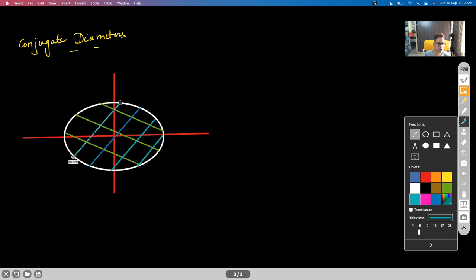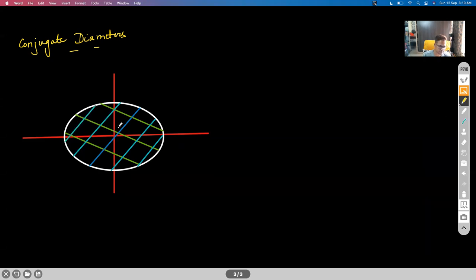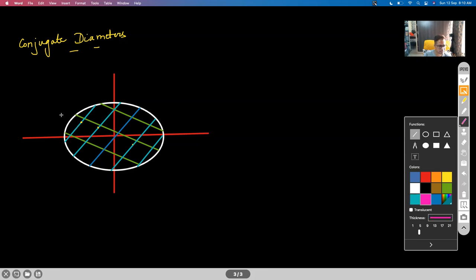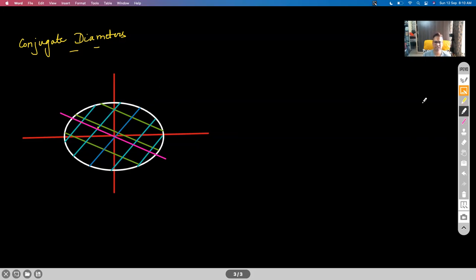So what I'm doing, these gray chords that you see, they are parallel to the blue diameter. And if you start connecting the midpoints of these gray chords, you'll get another diameter. Let me make it in pink. Then this blue and this pink diameter will be called conjugate of each other. So they are a pair of conjugate diameters.